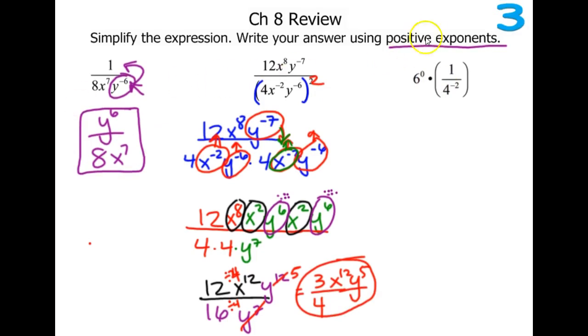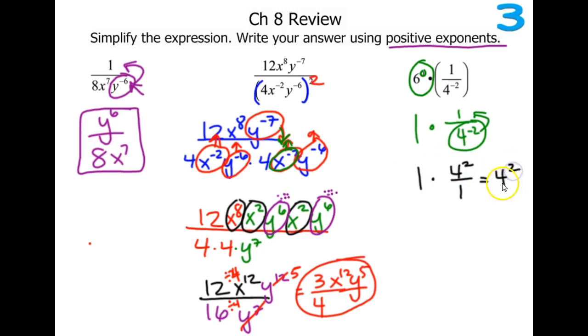Next, be careful on this one. Anything to the power of 0 is 1, so just this piece is 1. We have 1 times 1 over 4 to the negative 2 power. So anything with a negative exponent, we need to move to the top, move and make positive. So I have 1 times 4 to the power of 2 over 1. Well, if you divide by 1 and multiply by 1, it doesn't really do anything. 4 squared over 1 is still just 4 squared. 4 squared times 1 is still 4 squared. So it's fine to leave using exponents, but if you wanted to, 4 times 4 is 16.